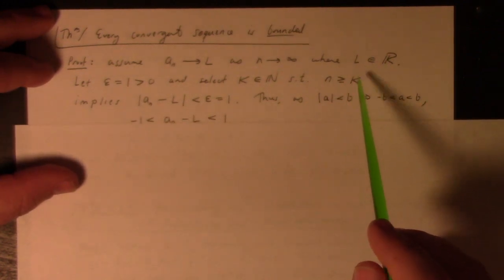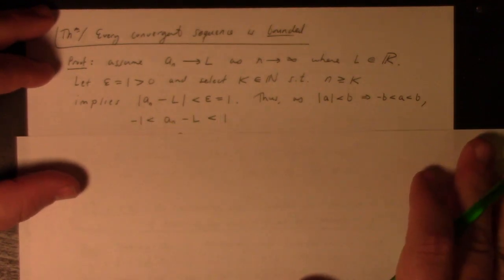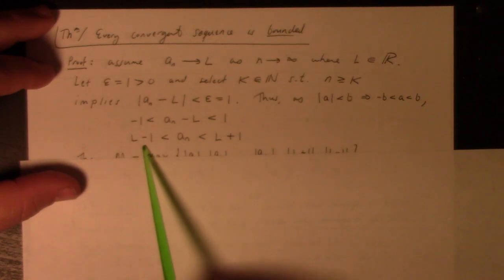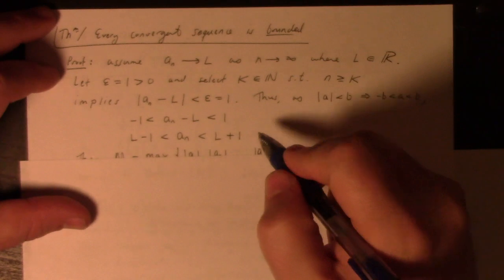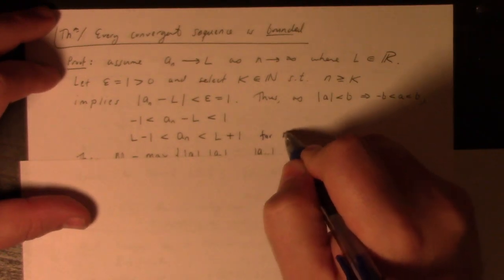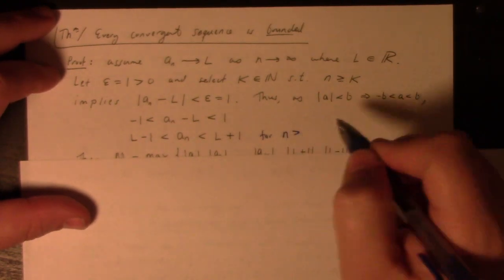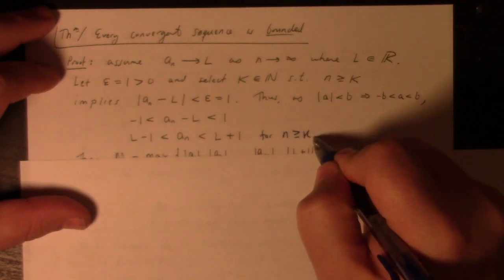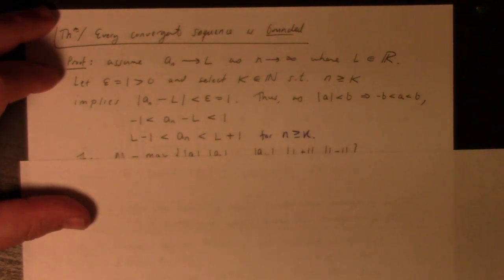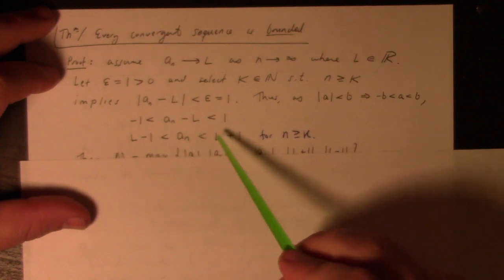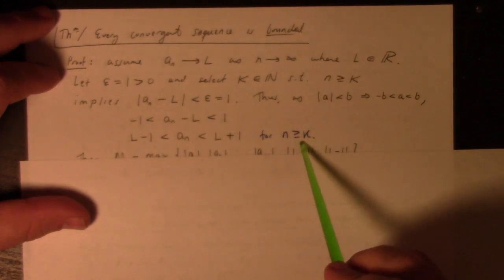And so whenever n is greater than or equal to k, that implies that the distance between a_n and L is less than epsilon, which is 1. So I can unwrap that inequality: -1 < a_n - L < 1. Great. Add L, so I've got L - 1 < a_n < L + 1. And that's true for n greater than or equal to k, right? So certainly L - 1 and L + 1 serve as lower and upper bounds for a_n up there.